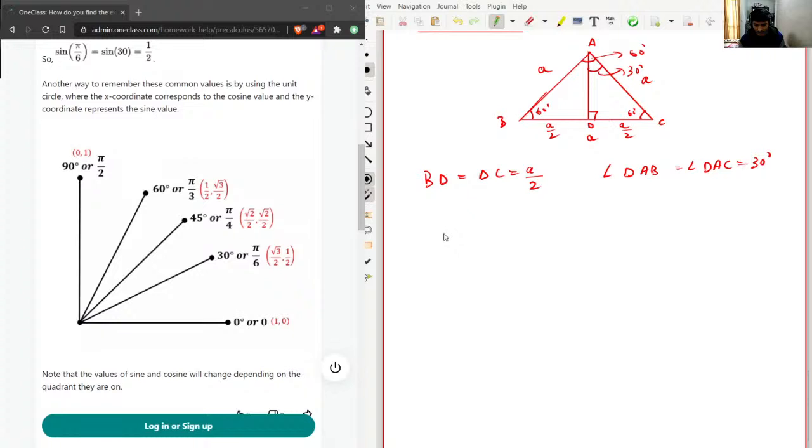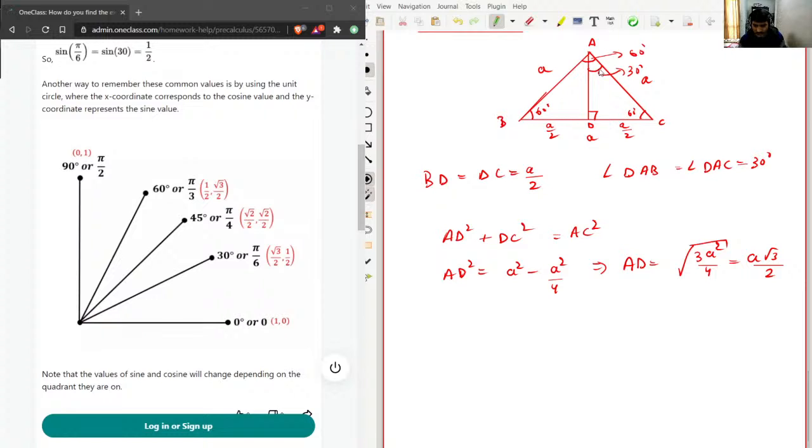So I can write this as AD square plus DC square equal to AC square. AD square will be small a square minus a square over 4. So this implies AD will be the square root of, 4 minus 1 is 3, 3a square over 4, and that will be a root 3 by 2.